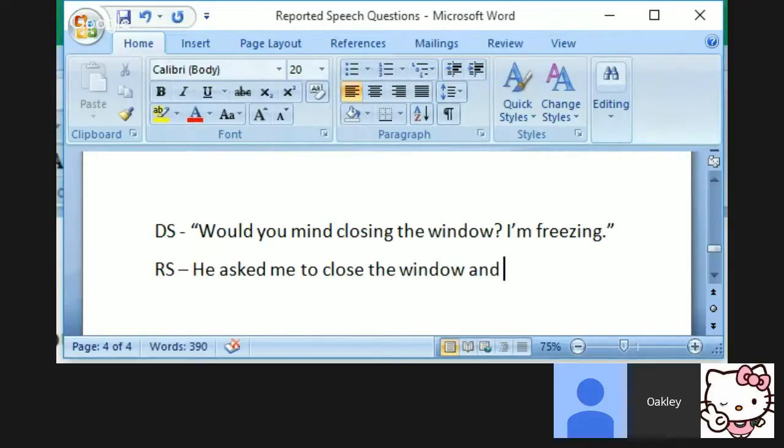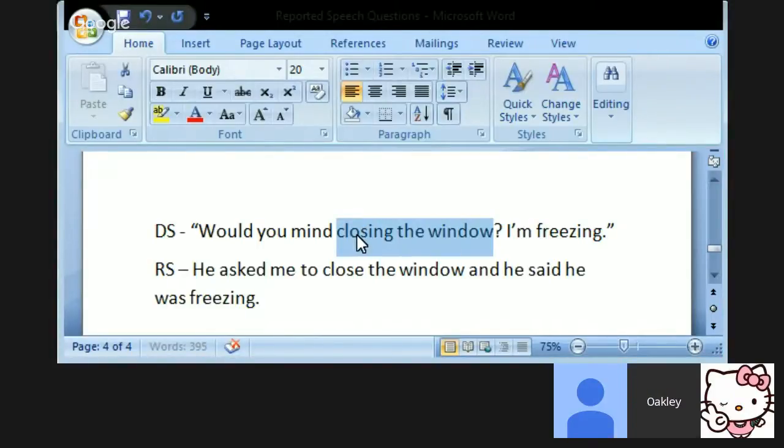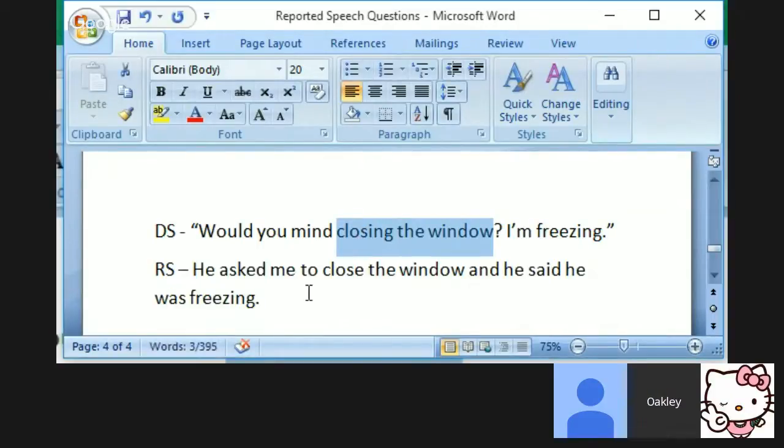And he said he was freezing. Okay, again, you kind of simplify the indirect question to a direct question. Close the window. He asked me to close the window. A request, you're using the infinitive, which you would do with a direct command or request. Okay, very good. We would use the infinitive form.